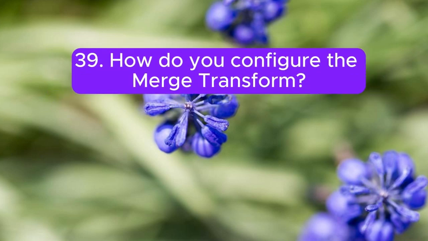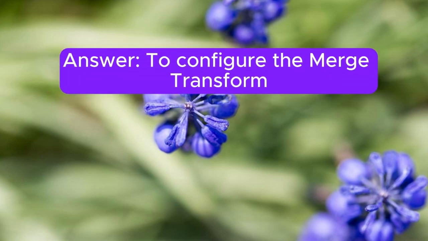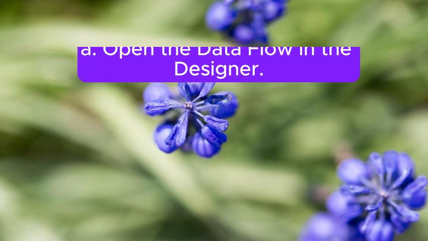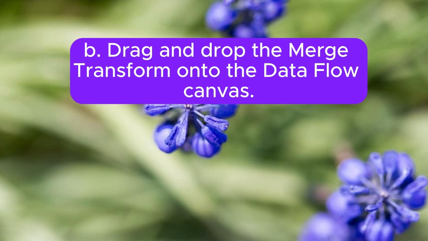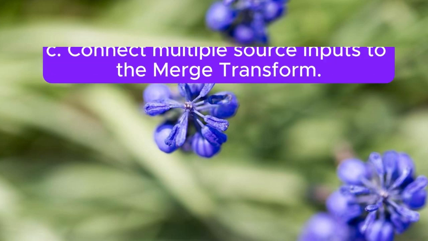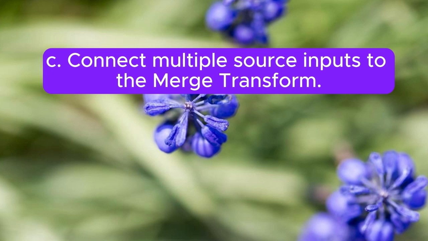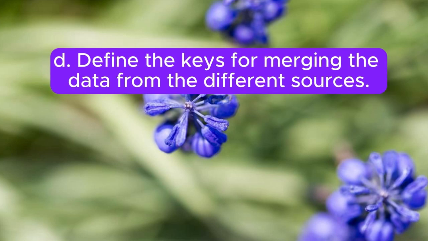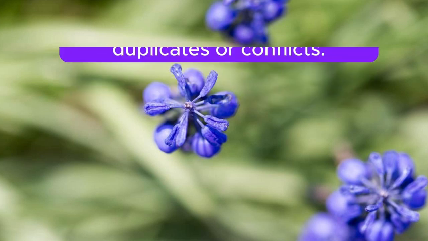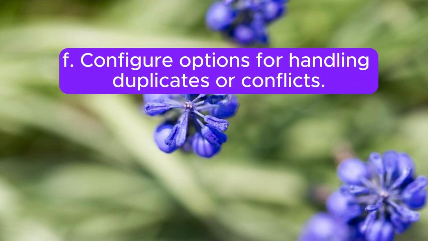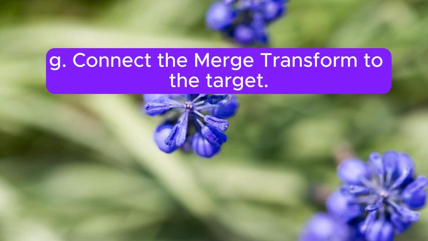39. How do you configure the merge transform? Answer. To configure the merge transform. A. Open the data flow in the designer. B. Drag and drop the merge transform onto the data flow canvas. C. Connect multiple source inputs to the merge transform. D. Define the keys for merging the data from the different sources. E. Map the input columns to the output fields, handling any necessary transformations. F. Configure options for handling duplicates or conflicts. G. Connect the merge transform to the target.